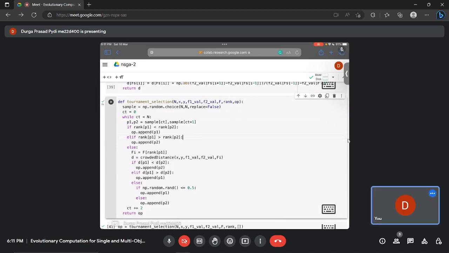No. If you remember, we will calculate distances only for the same rank. We are calculating distances only for the individuals on the same front. If you have individuals on rank 1 and rank 2, the distances are different, right? For rank 2 individuals, distances are calculated with respect to the rank 2 front. It has nothing to do with the rank 1 front.